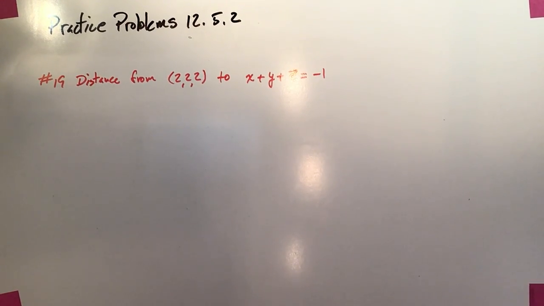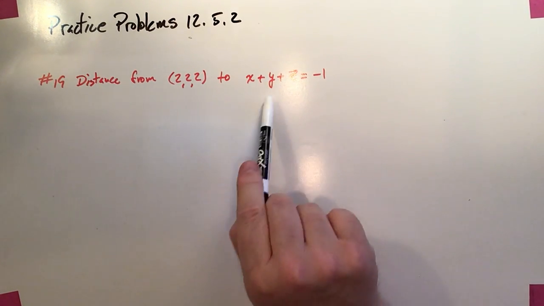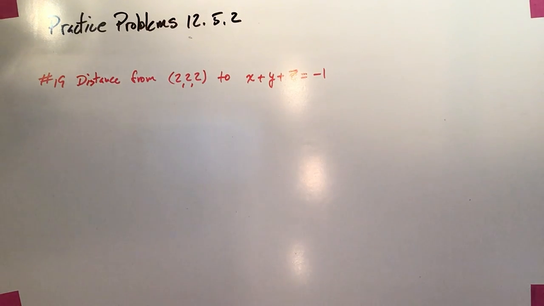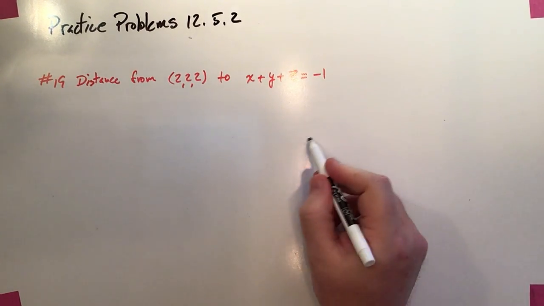Practice problems 12.5.2 on the 3D equation for a line. Well, this problem's a little special. We're not actually looking for the equation for a line. Instead, we're looking for the distance between a point and a plane. Now, ordinarily, this would be a pretty tricky problem to solve.